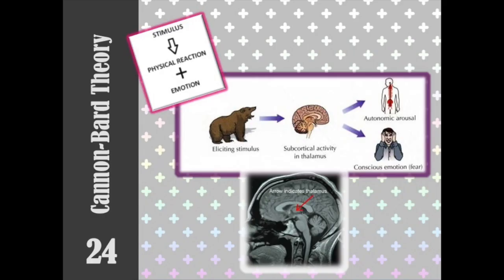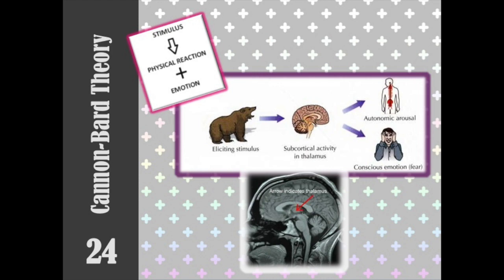So the Cannon-Bard theory is kind of a response to the James Lange theory in that it argues that physiological arousal alone does not lead to the perception of emotion. But instead, this theory holds the belief that both physiological arousal and emotional experience are produced simultaneously within the person by the same nerve stimulus.